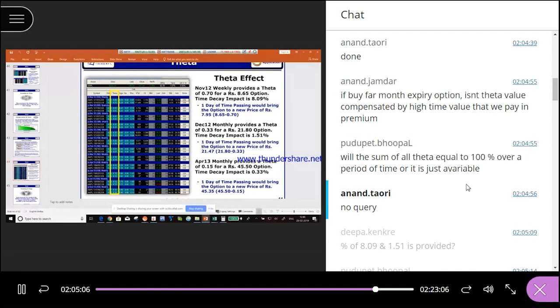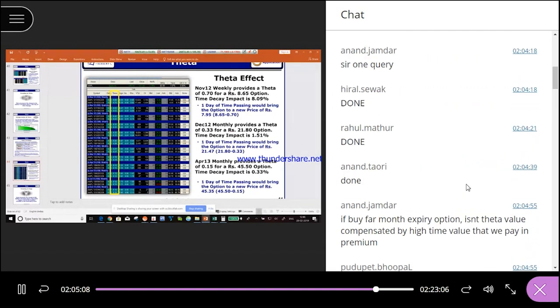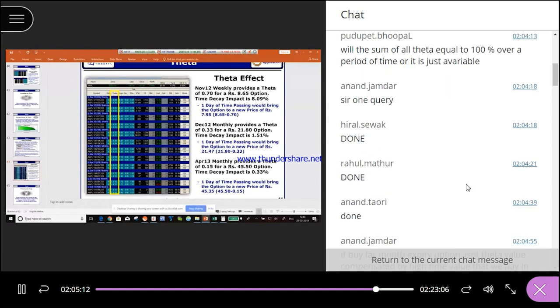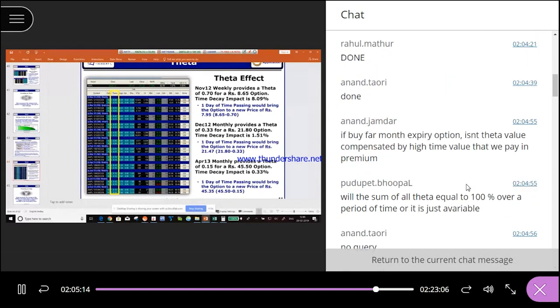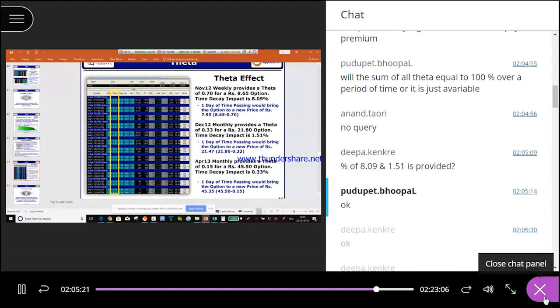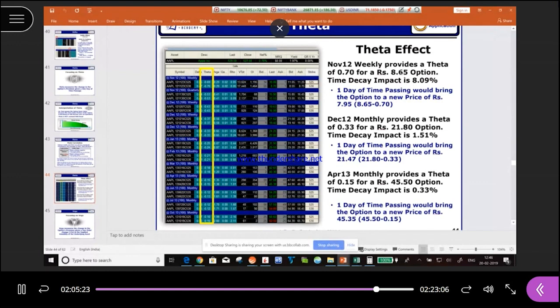Will the sum of all theta equal 100% over the product time adjust? It's a variable, Pudupet. Nothing of that sort. No, that 8.09 is nothing but 0.7. 70 paise is 8% of 8.65. That's the math.